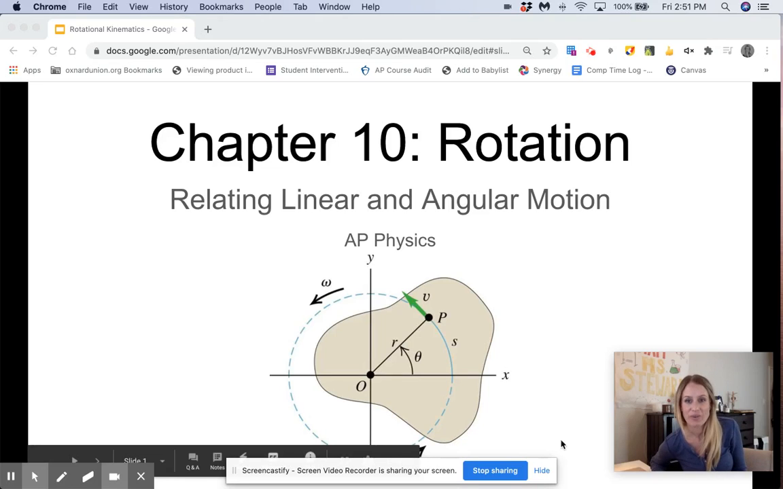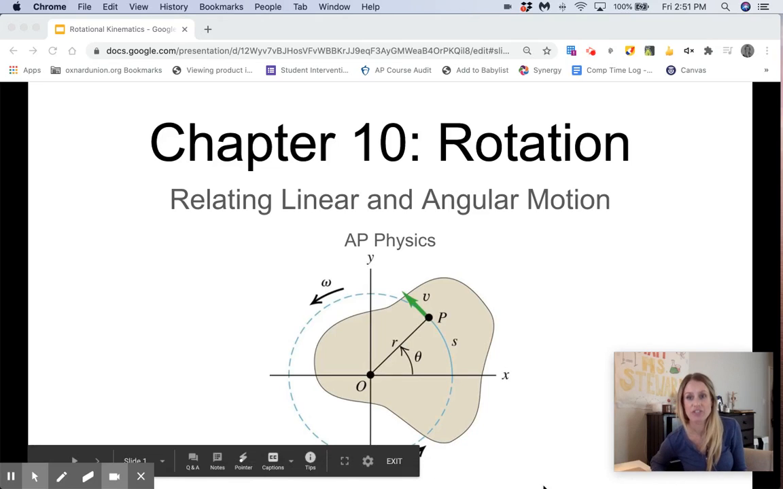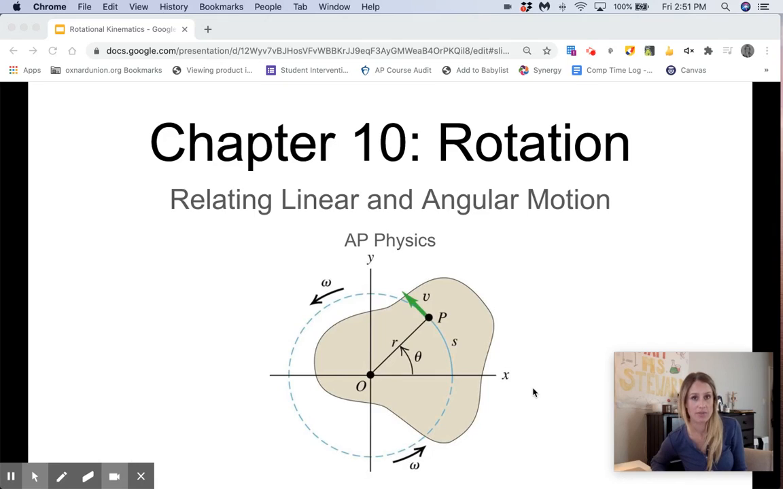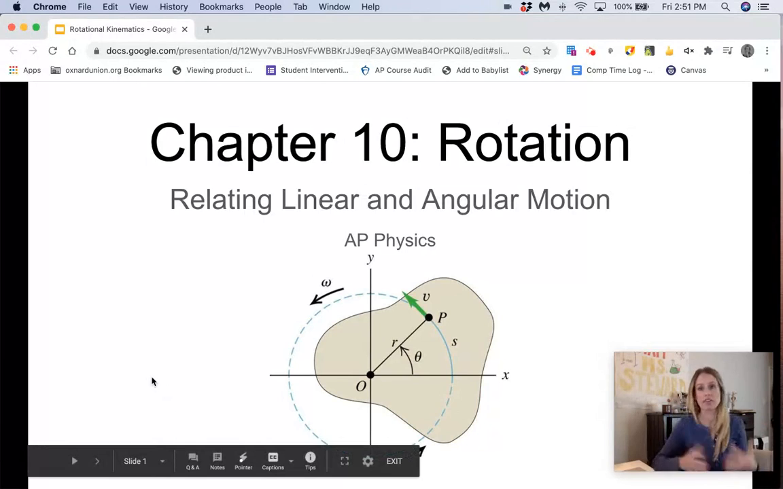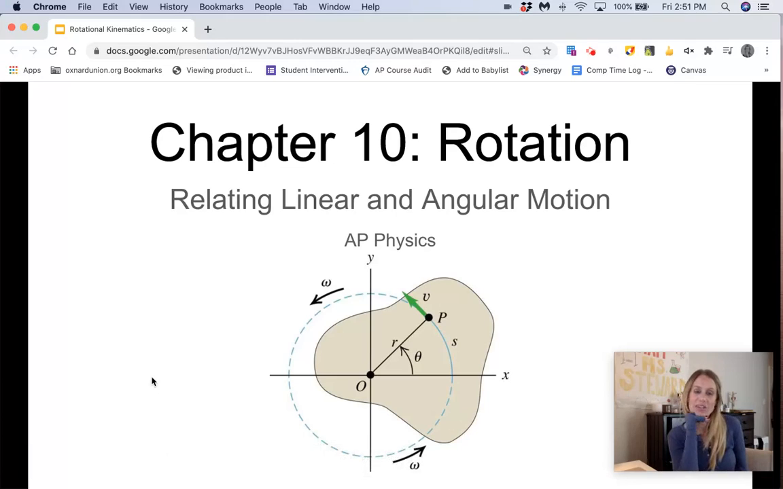Hi everyone. So we are now going to get into rotation. This is chapter 10 that we're starting now. Rotation will last a couple chapters and it is going to be a longer unit in AP Physics. It's a big chunk and I don't want to overwhelm you right away, but it is something that a lot of students struggle with. And I can see why. It is a very kind of abstract concept sometimes.